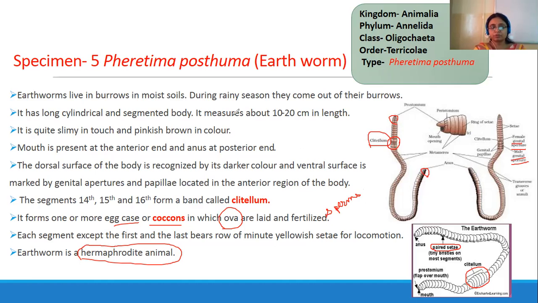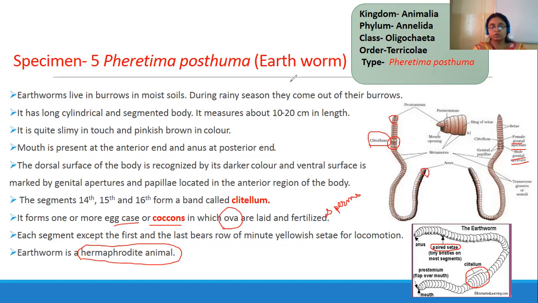So this is all the description of the earthworm. So how do you identify it? It is a long cylindrical segmented body having both dorsal and ventral surfaces, dorsal darker, ventral lighter, having the genital apertures. The most prominent diagnostic feature is the prostomium, which surrounds the mouth opening, and a clitellum, a band-like structure present at the 14th, 15th, and 16th segments of the earthworm. So these are the diagnostic features on the basis of which we have identified this earthworm.